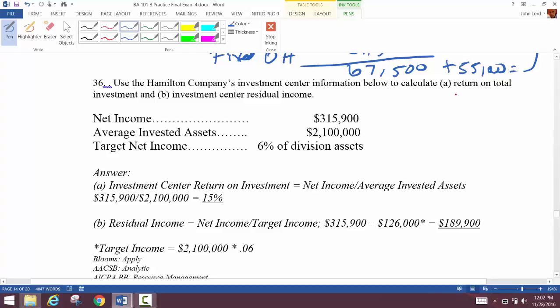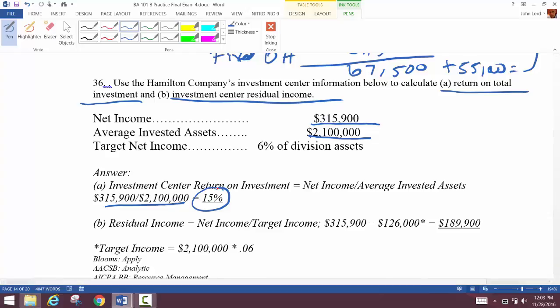First they ask for the return on investment, and then they ask for the residual income of this investment center. So I take the net income and divide it by the average invested assets, and that gives me a 15% return on investment. Now, they didn't give me a bunch of choices here, but on the exam I might say 10%, 11%, 12%, and 15% would have been the right answer, right? Okay.